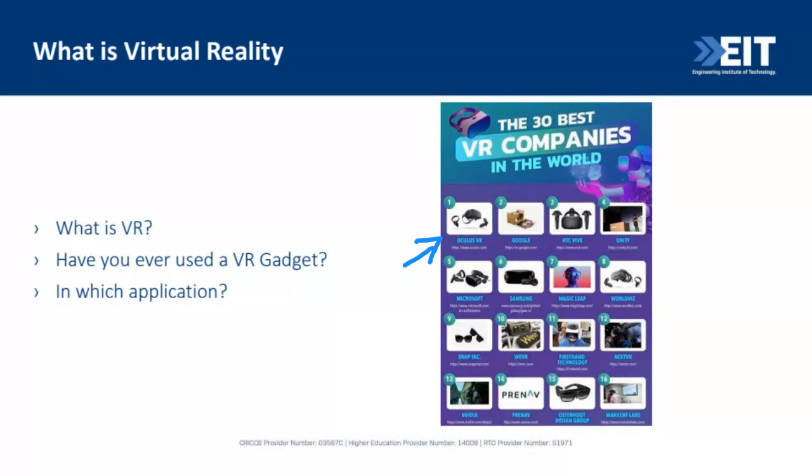So ultimately, with virtual reality, the idea is you're using a computer-generated simulation of a three-dimensional image or environment where you can interact in a real or physical way like you do in the real world.